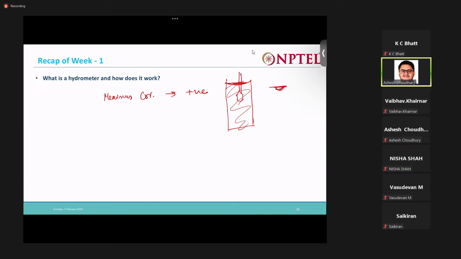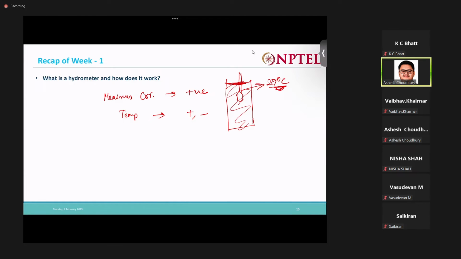Then we have the correction due to temperature. The hydrometer is always calibrated at 27 degrees Celsius, so if the temperature is higher, then the correction is added, and if the temperature is lower, then the correction is negative.